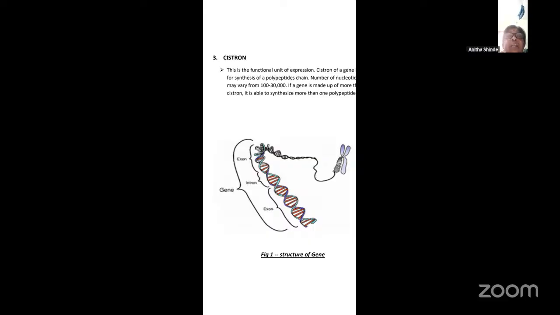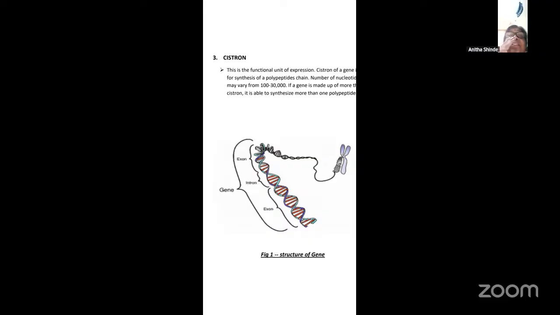So this is about the fine structure of the gene, or the concept of the gene. The gene consists of three regions. What are those? One is called the recon, the muton, as well as the cistron. Recon is the unit of recombination, which helps in the crossing over phenomenon. Muton is the unit of mutation, which has the capacity to undergo mutation. And cistron has the capacity to express itself.